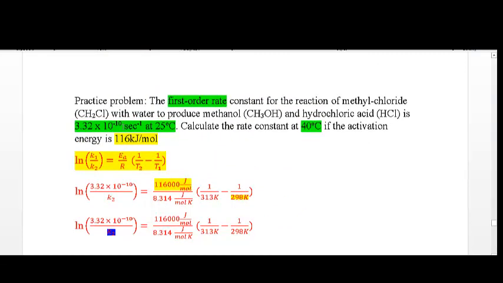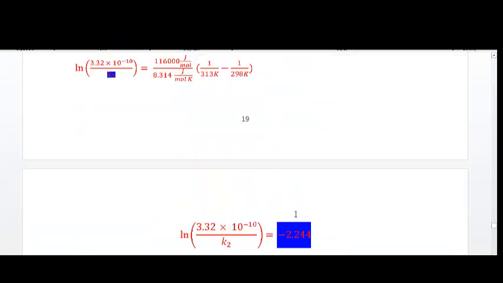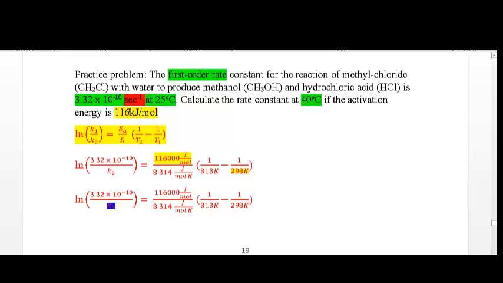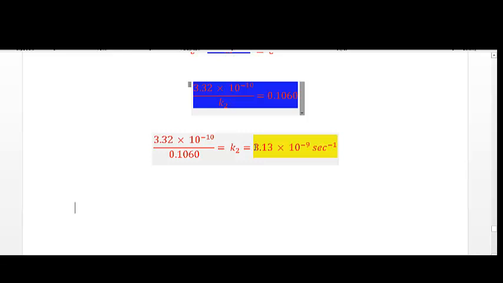Also, the units for the rate constant in the problem tell us it's seconds to the minus 1. At 40 degrees, which is where we calculated this, our rate constant is 3.13 times 10 to the minus 9. And at 25 degrees, our rate constant was 3.32 times 10 to the minus 10. So yeah, at 25 degrees, it's this rate constant. At 40 degrees, when we plugged it into the equation, it's a higher rate constant.